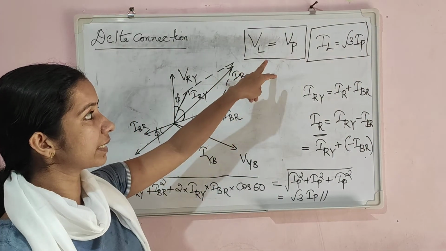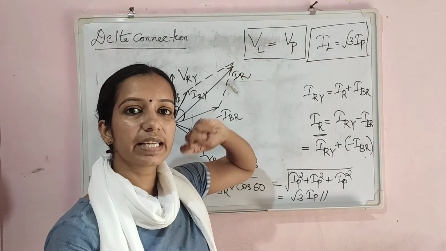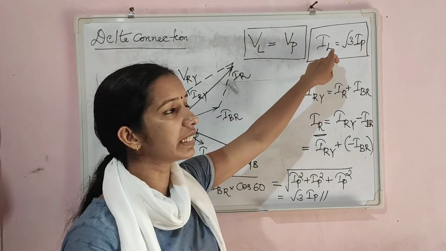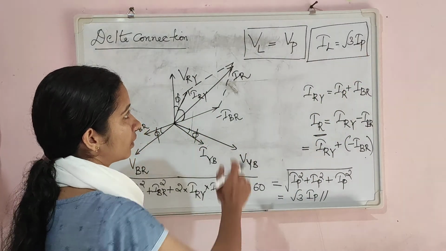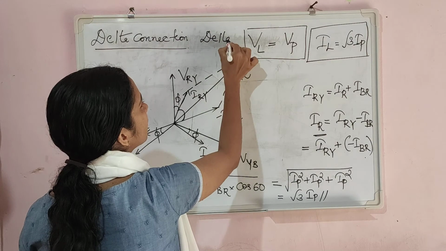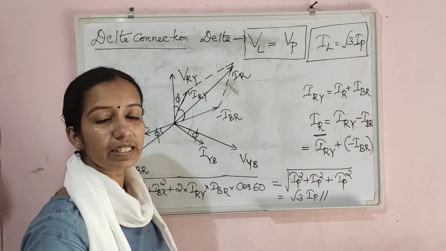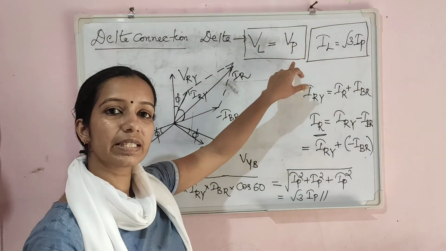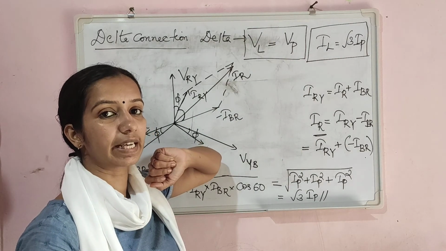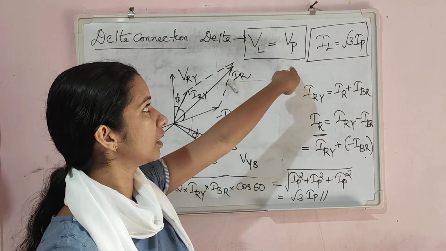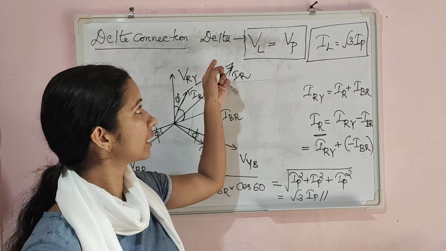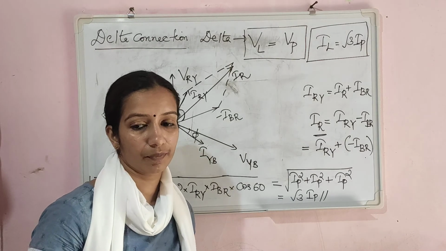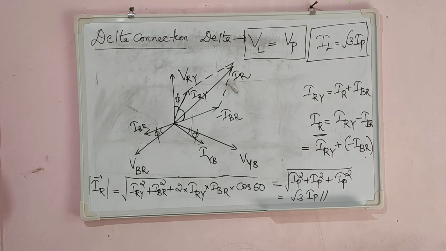In a delta connected system, line voltage is equal to phase voltage, and line current is equal to root 3 times the phase current. So this is the relationship for a delta connected system. Whereas in a star connected system, the equal quantities are the line current and the phase current, and the line voltage is equal to root 3 times the phase voltage. So these are the relationships between voltage and current in a delta connected system.